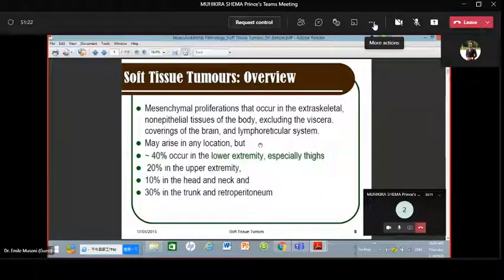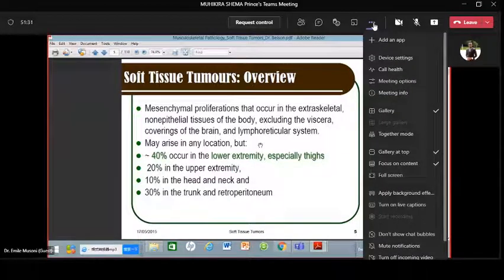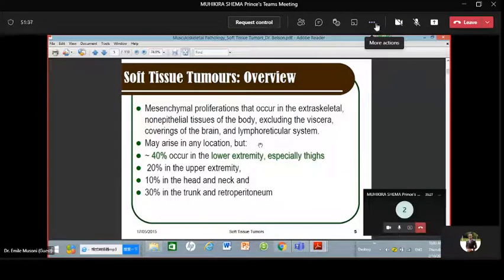So for the soft tissue, the origin is the mesenchymal proliferation that occurs in the extraskeletal non-epithelial tissue of the body, excluding the viscera, covering the brain and the reticuloendothelial system. The soft tissue may arise in any location, but most, 40% occur in lower extremities, especially the thigh, 20% in the upper extremities, 10% in the head and neck, 30% in the trunk and retroperitoneal region. This is an epidemiological overview.